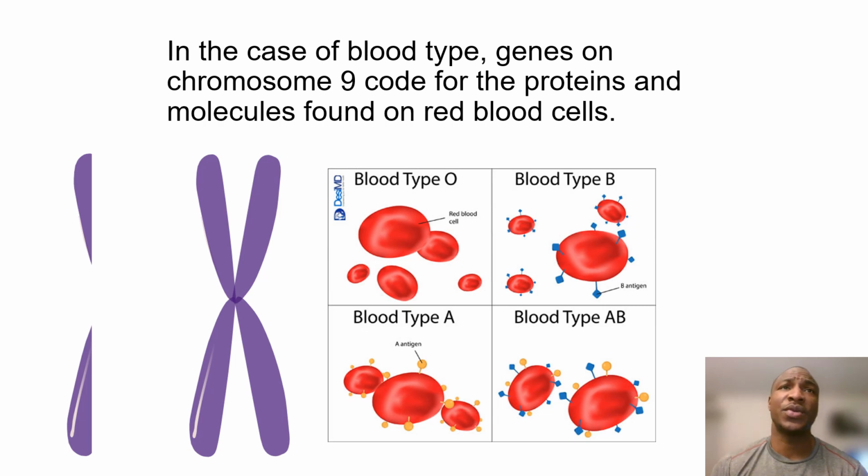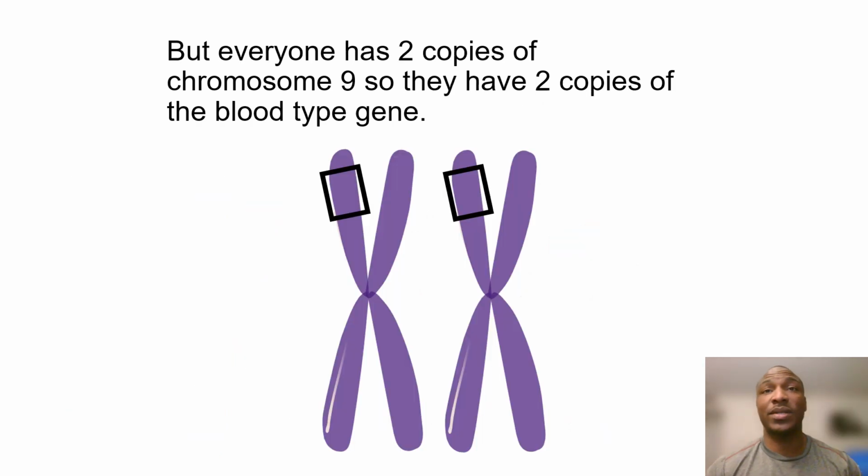So in the case of blood type, chromosome 9 codes for the protein molecules found on the red blood cell. So in this particular situation, we're talking about how the gene codes for the particular blood type, right? So chromosome 9 tells you your blood type.